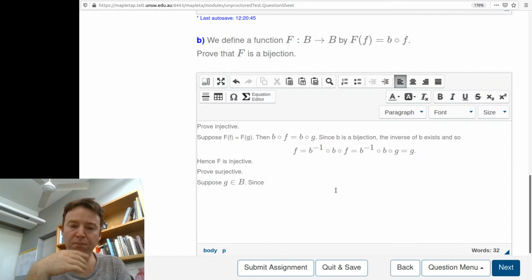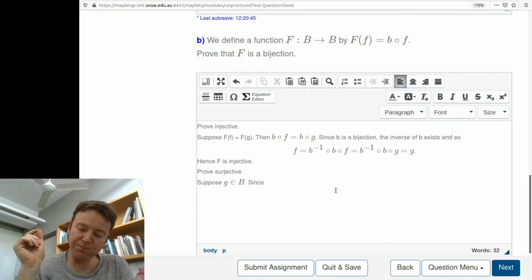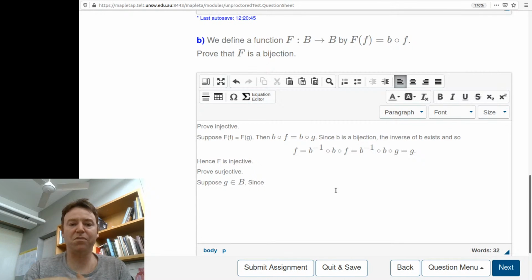Prove surjective. Suppose you've got some function in here. Since... now to prove that it's actually in the range of the function F, we need to find something that maps to it. Since... well now, okay, so what's going to map to g? I actually want to find something that maps to g now.